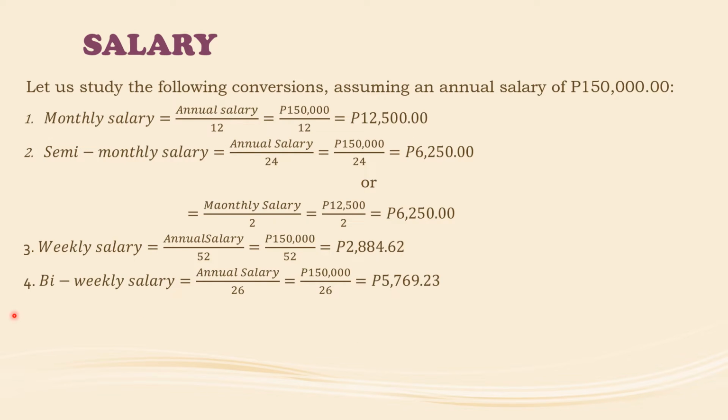Next is bi-weekly salary. So that can be computed by annual salary divided by 26. So annual salary is 150,000 divided by 26, and that will be 5,769 pesos and 23 centavos, or weekly salary multiplied by 2. So since our weekly salary that we have computed earlier is 2,884 pesos and 62 centavos, multiplied by 2 is still equal to 5,769 pesos and 23 centavos.